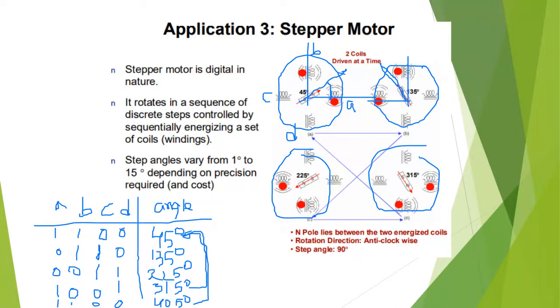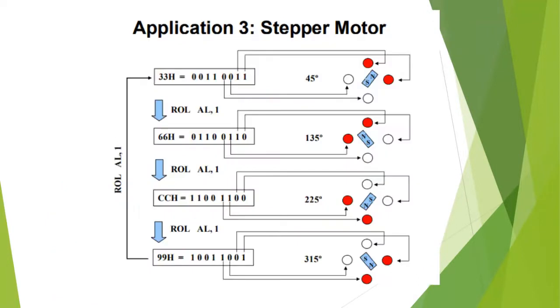Two phases are on at a time: A and B, then B and C, then C and D. So it is a two-phase on system. And as it is a four-phase system, the step angle is 90 degrees. So this is the basic idea about the stepper motor. So let us see more.